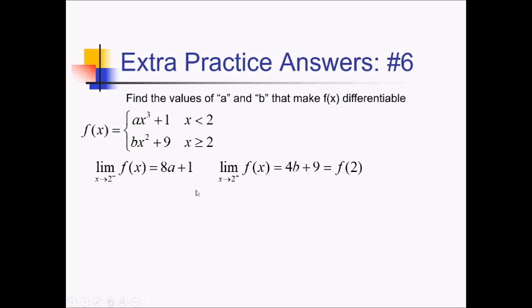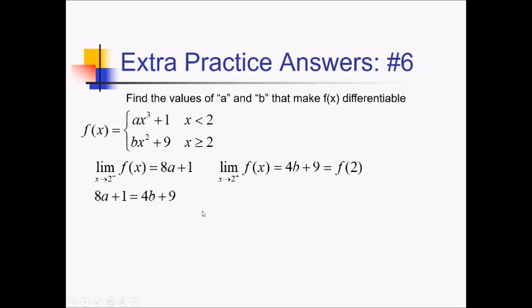All right, in order for this function to be continuous, the limit has to exist and equal the function value. That means that 8a plus 1 and 4b plus 9 have to equal each other. And this is going to give us an equation that we can use to help us solve for a and b. Unfortunately, we can't solve just using this equation. We're going to need more information, but it's a good start.